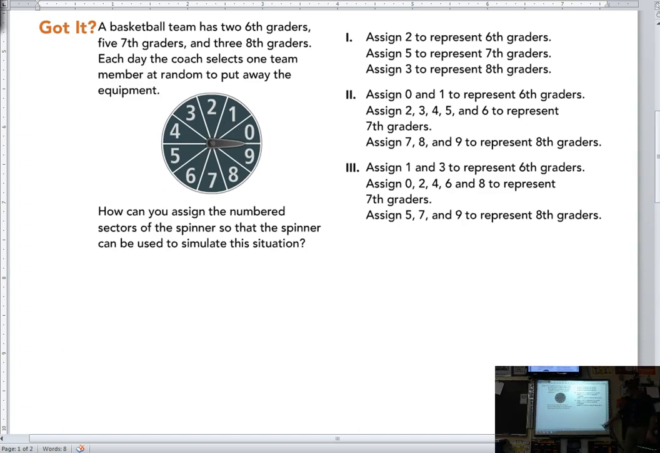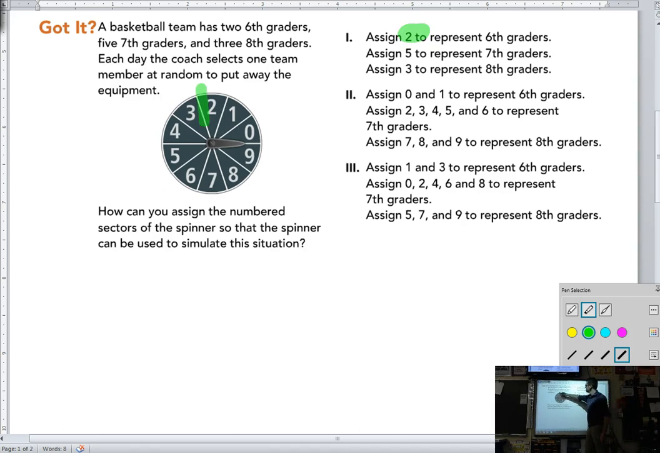So literally they're saying, that's our 6th graders, that's our 7th graders, and that's one. That's our 8th graders. What's the point of doing it like that? What about the rest of them? That makes your team worse.